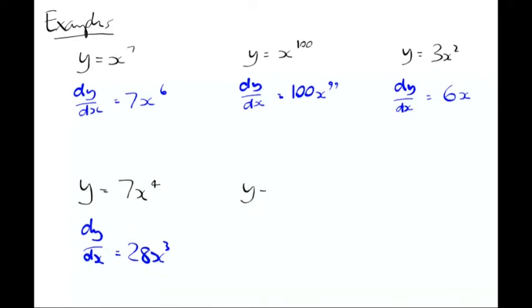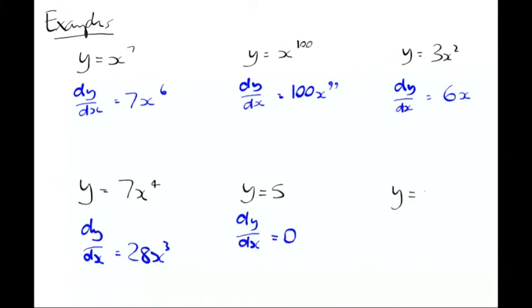If we have something like y equals 5, there is no x. If we think about the gradient of this, the gradient is 0, it's a straight line, it's a flat line. If we try to do the power down to the front, we could write 5 as 5x to the power 0. Bringing the 0 down to the front is just going to give you 0 anyway.